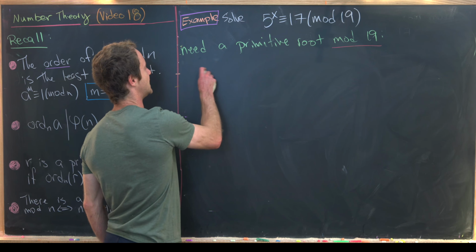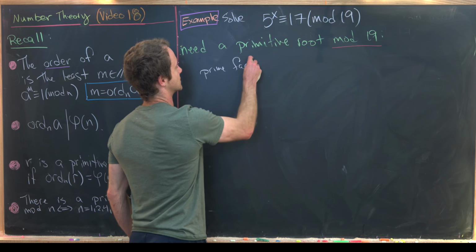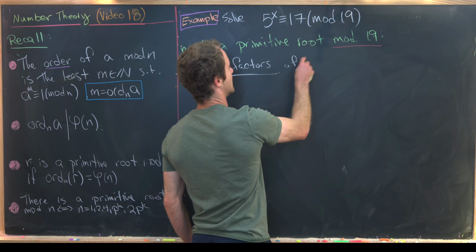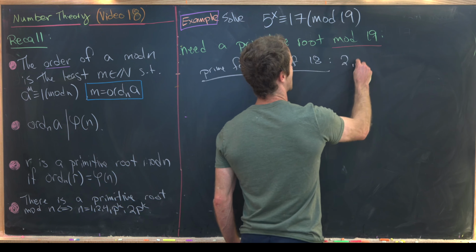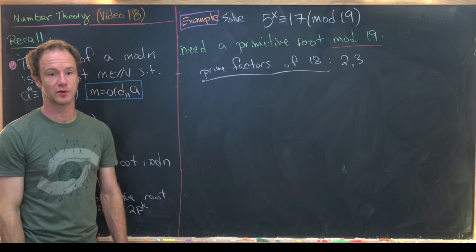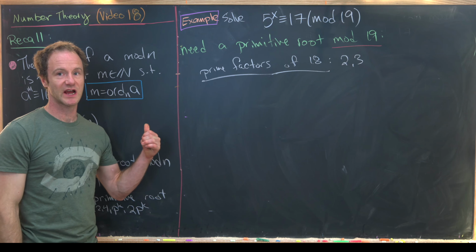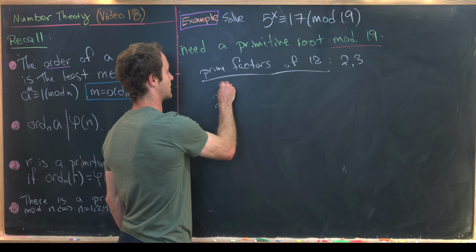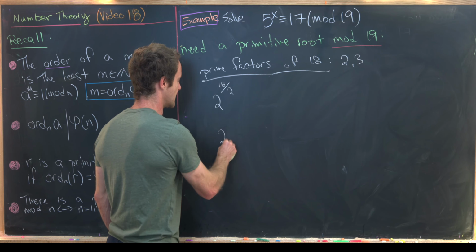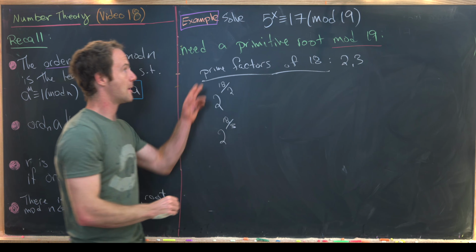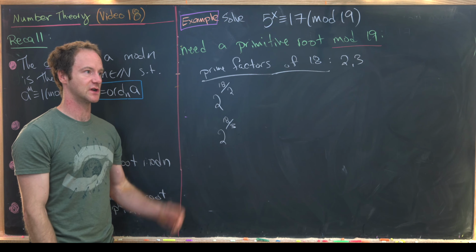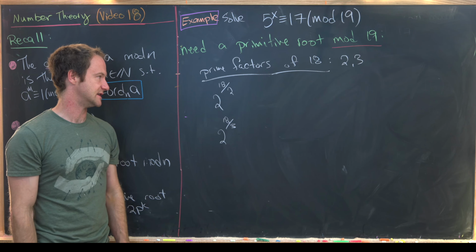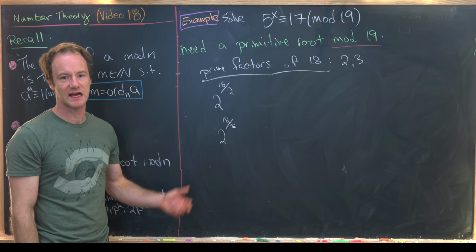Okay, so first of all, we need to look at the prime factors of phi of 19, which is 18. Luckily there are only 2 and 3. Those are the only 2 prime factors. So we'll first check if 2 is a primitive root. That means we need to calculate 2 things: 2 to the 18 over 2 and 2 to the 18 over 3 mod 19. Hopefully those are not congruent to 1 mod 19. If they are not 1 mod 19, then we do have a primitive root by our test from the previous video.